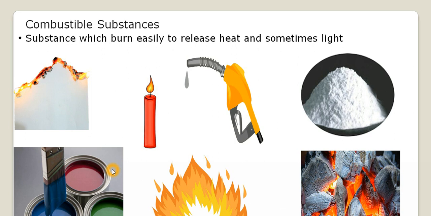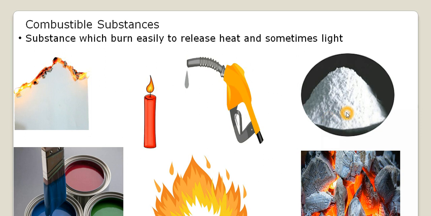Most of the metals, like iron, are not combustible. They do not burn to release heat. But some metals in powdered form, like aluminum powder and magnesium powder, are combustible. That is, they get burned to release heat. So these are all examples of combustible substances. They all undergo the process of combustion in different ways. Some of them will produce huge fires, some of them will produce flames, some of them just show a glow.